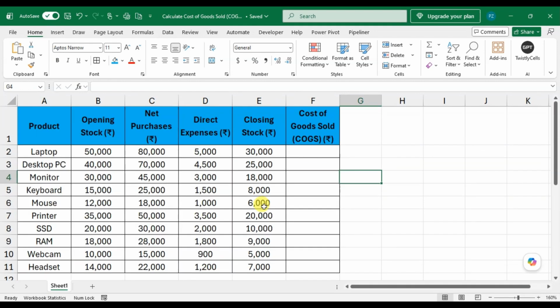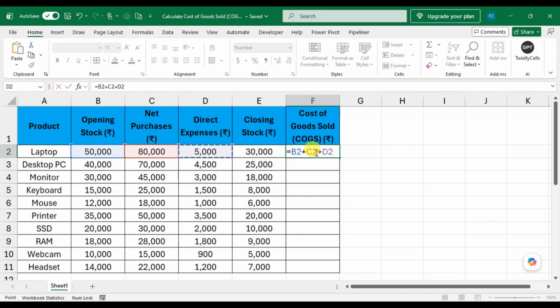Okay, so to calculate the cost of goods sold, select the cell, type equals, select first opening stock, then plus net purchase plus direct expense and minus closing stock, and press enter, and you can see the cost of goods sold is calculated.